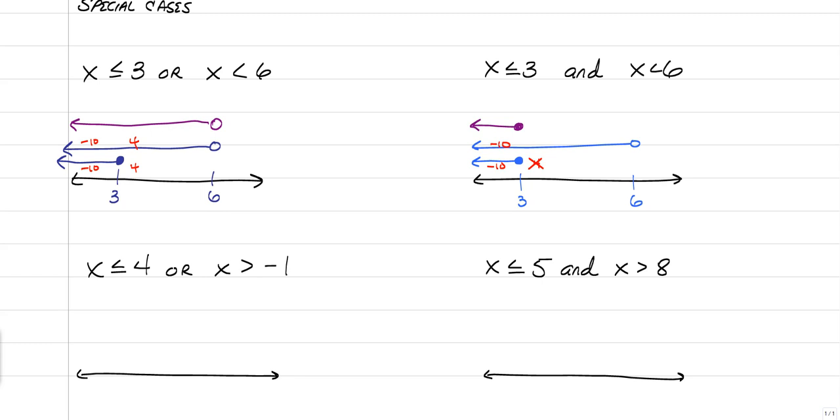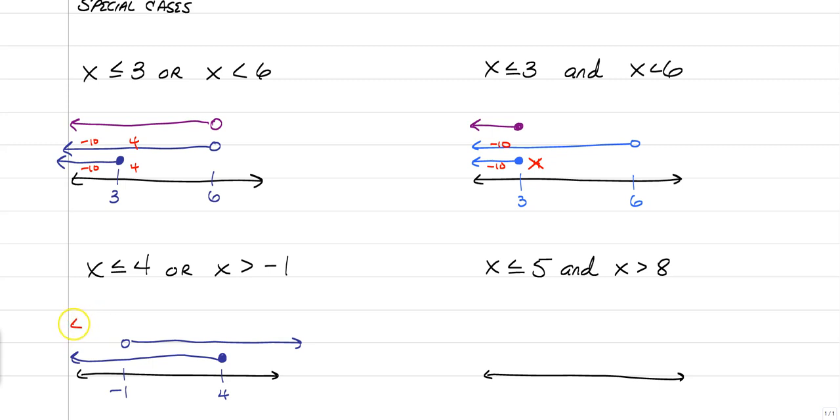Last two special cases. Let's talk about an OR statement where x has to be less than or equal to 4, or x has to be greater than negative 1. So we have our less than or equal to 4, and we have our greater than negative 1. So let's do some tests here. Does negative 100 satisfy this? Yes, it does, because it's less than or equal to 4. Does 0 satisfy this? Yes, it does, because it's in between negative 1 and 4. Does 10,000 satisfy this? Yes, it's greater than negative 1. So anything on this line technically works.